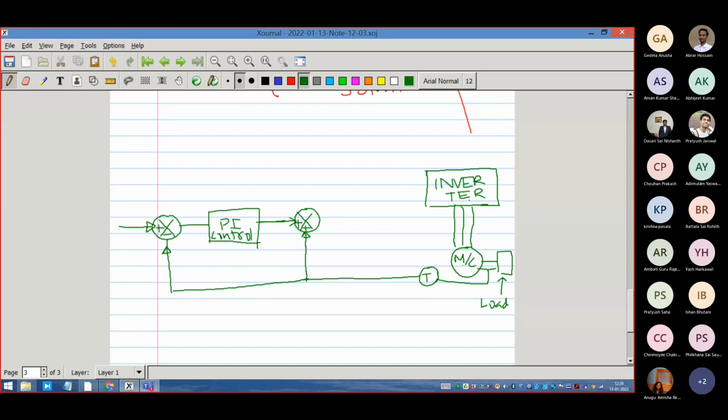Why do we need an inverter? Because we need to produce a variable voltage, variable frequency supply. The original supply system is frozen in frequency and the magnitude of the voltage. But when we require speed control of the machine, we need to produce a variable voltage, variable frequency supply at the terminals of the induction machine.